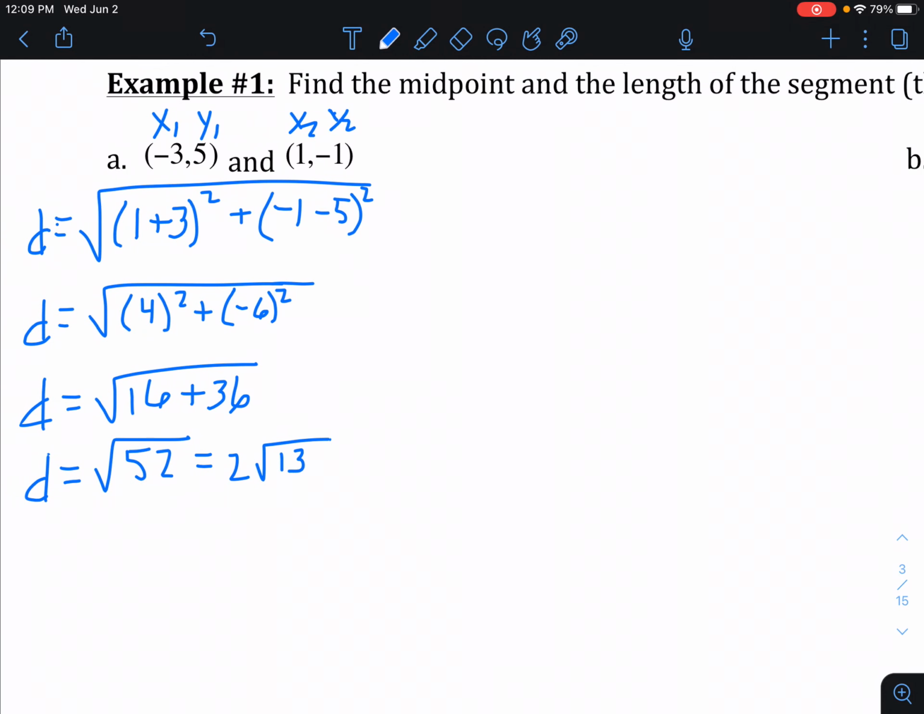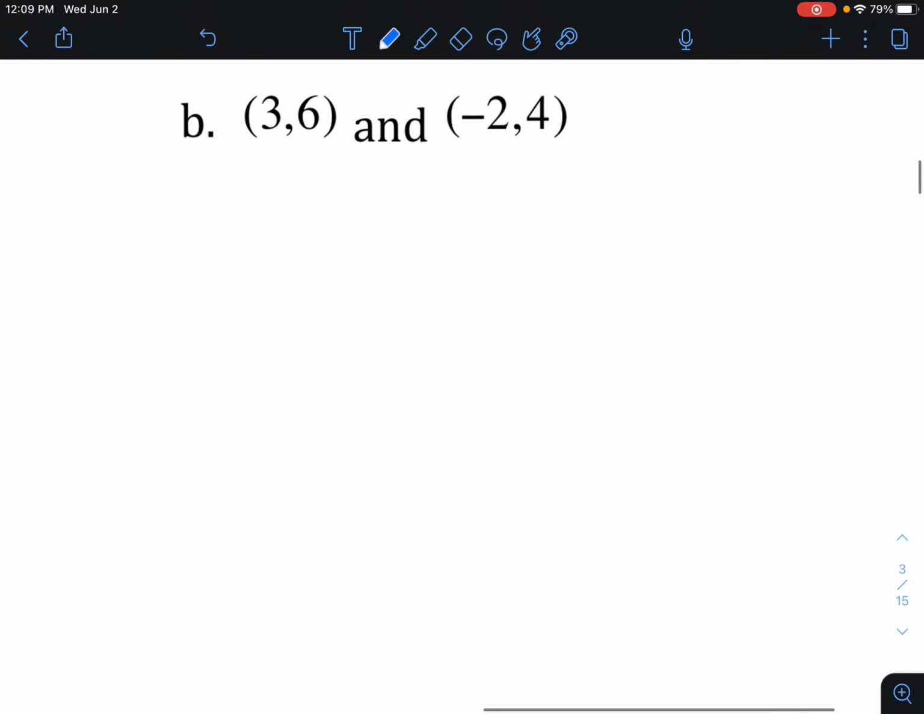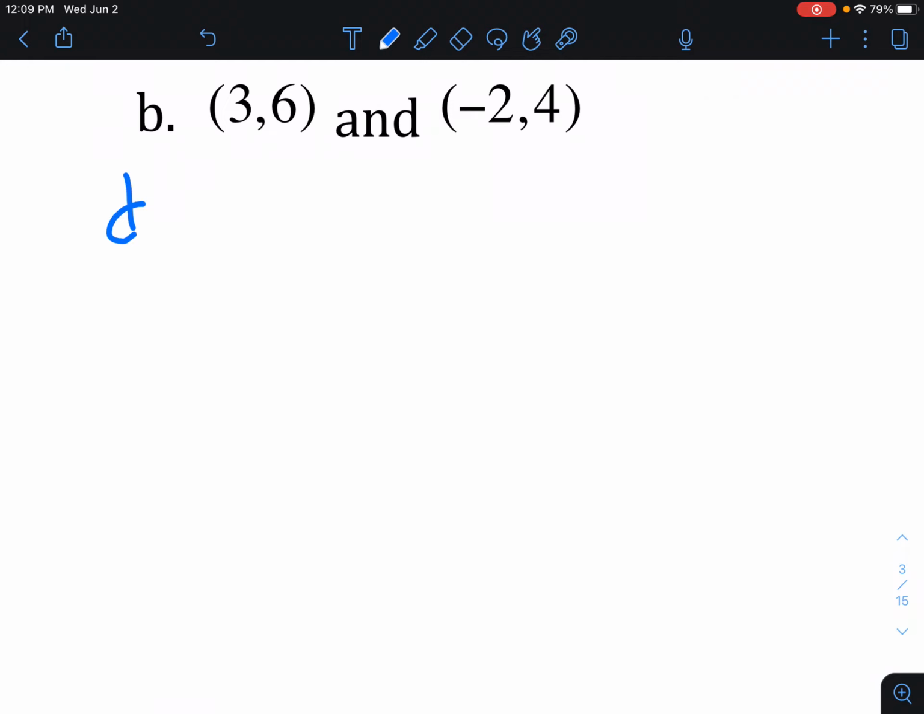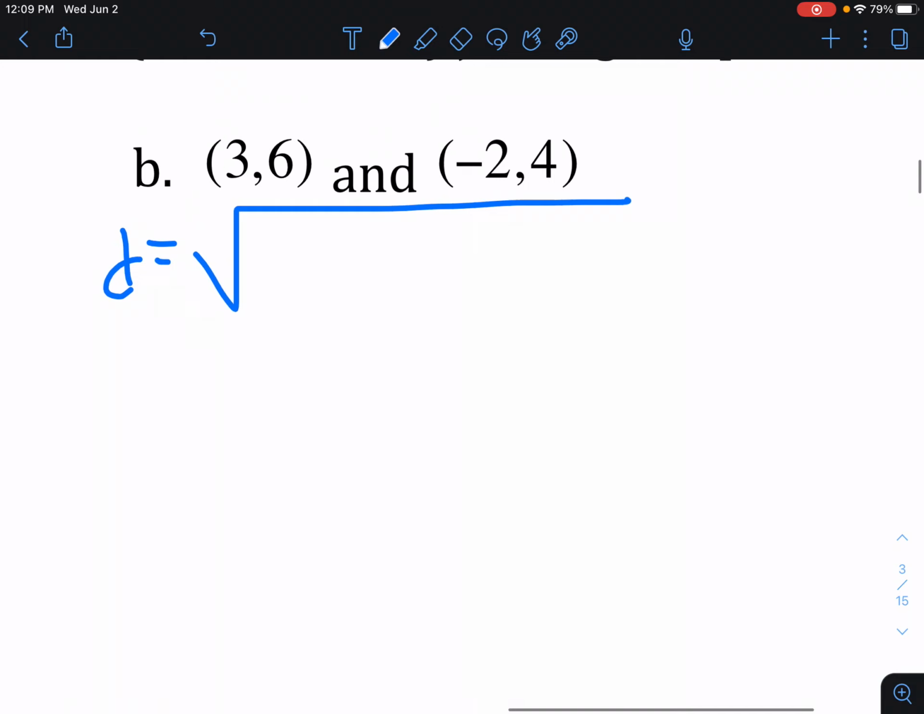Pretty easy stuff. Now let's try, actually, let's continue with distance. Let's do another example. So big square root. Then we have, in parentheses, x2 minus x1 squared plus y2 minus y1.